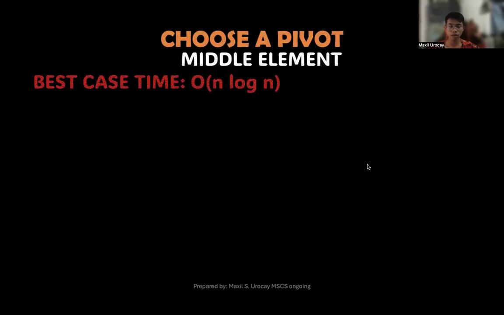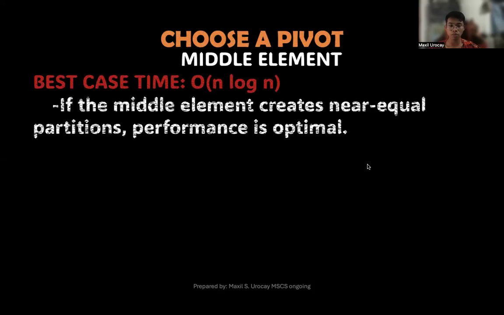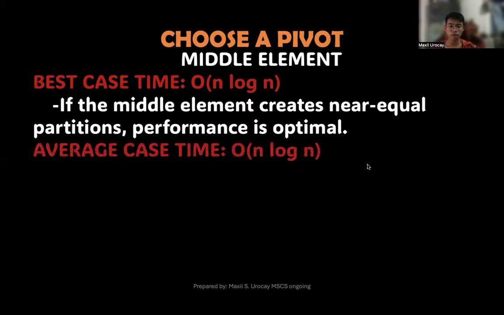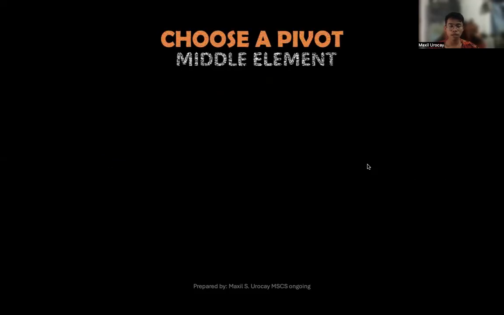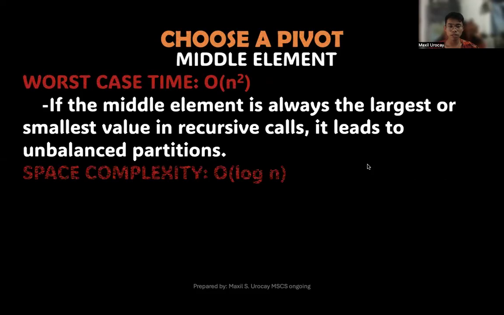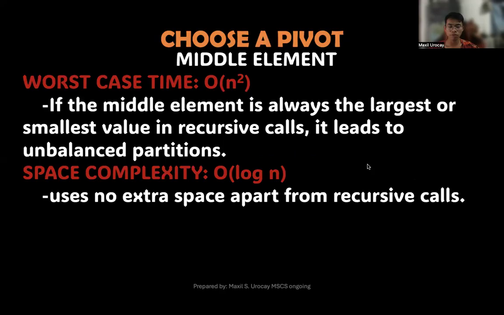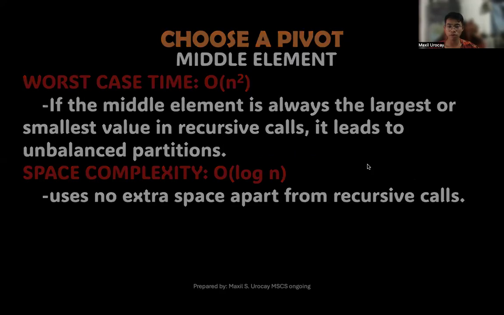For the complexities, the best case time complexity will be O(n log n), the same thing. If the middle element creates near equal partitions, then the performance is optimal. The average case time is still the same, performing similarly to a random pivot, but still susceptible to bad luck. The worst case time complexity will be quadratic. If the middle element is always the largest or smallest value in recursive calls, it leads to unbalanced partitions. The space complexity is O(log n), using no extra space apart from the recursive calls.